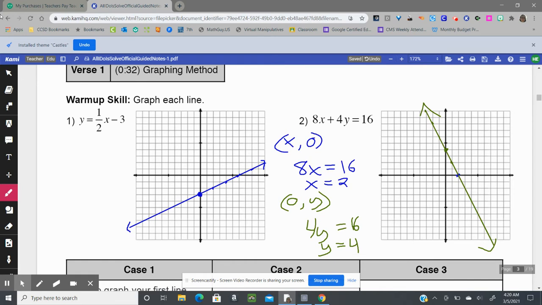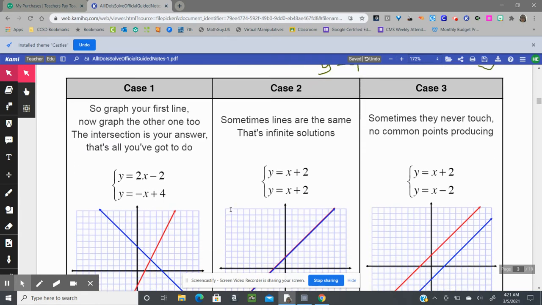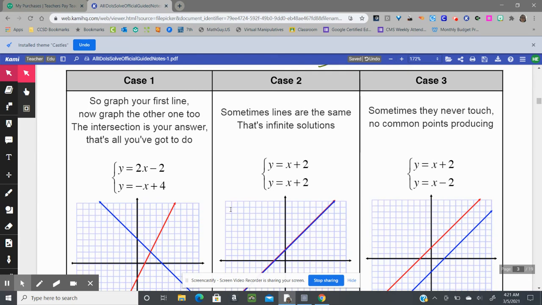All right, cool. So basically what we're going to do today is do that same thing, but graph both of them on the same graph and see where they cross. According to the song, graph your first line. Now graph the other one too. The intersection is your answer. That's all you've got to do.